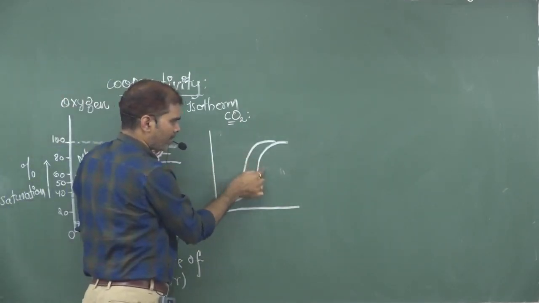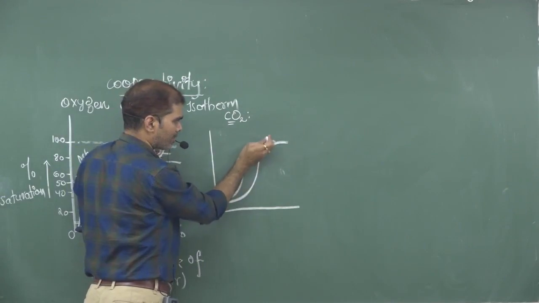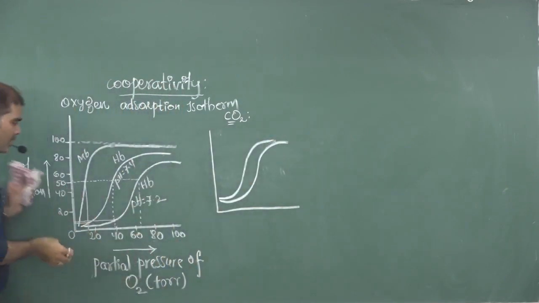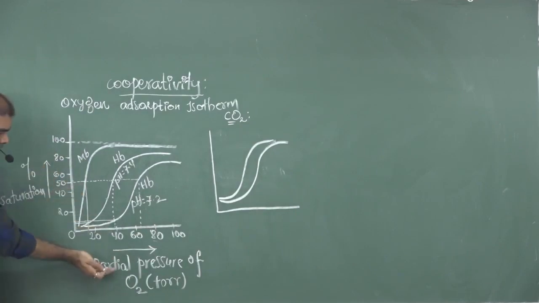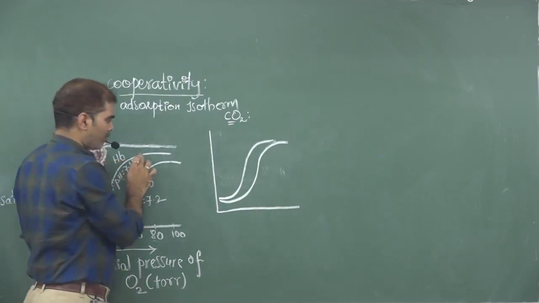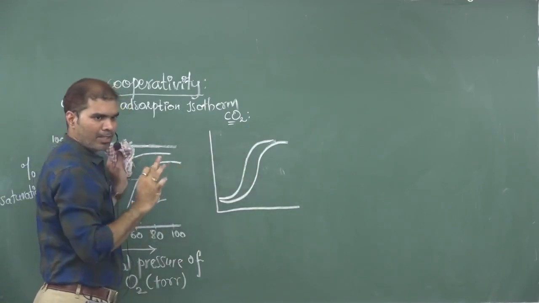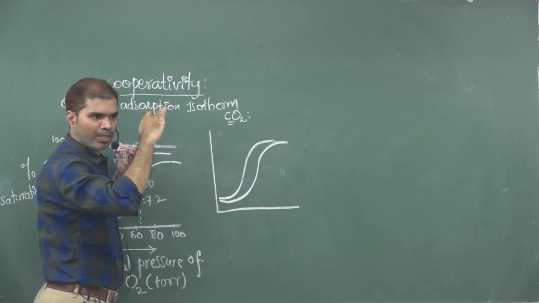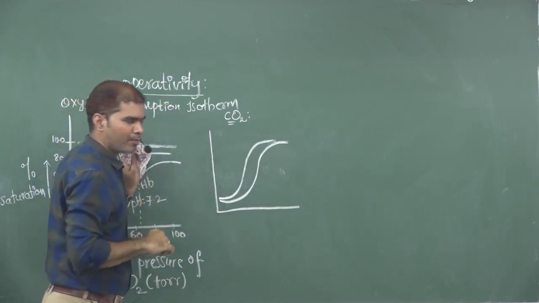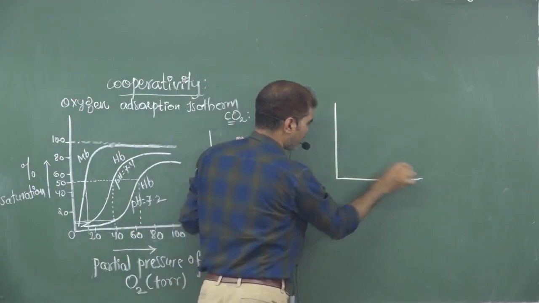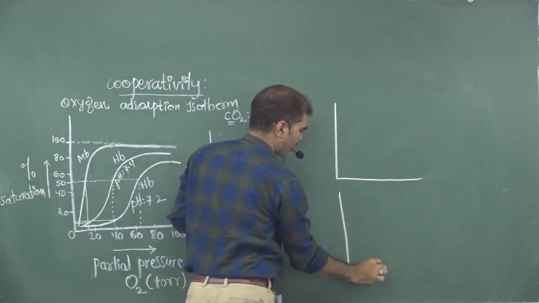Where do you get low carbon dioxide? Where do you get high carbon dioxide? Same percentage saturation on y-axis, partial pressure of oxygen on x-axis, they are same. But instead of two different pH, I am taking two different carbon dioxide concentrations. Where do you get high concentration of carbon dioxide? Where do you get low concentration of carbon dioxide? That is for carbon dioxide.